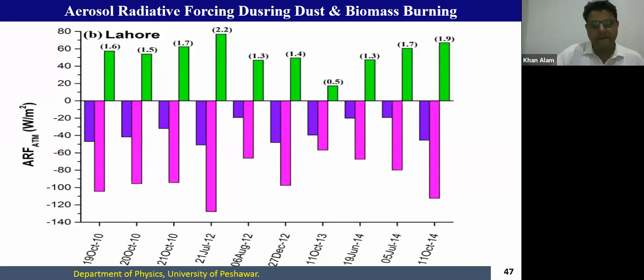So we see that the dust produces a cooling effect both at the top of the atmosphere and at the Earth's surface as well. However, it produces a warming effect within the atmosphere. Overall, both smoke and dust particles produce a heating effect within the atmosphere.